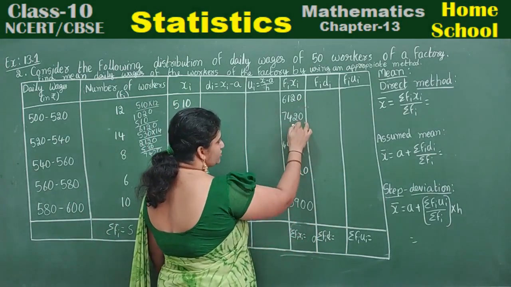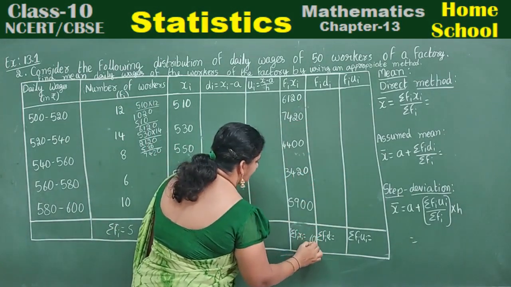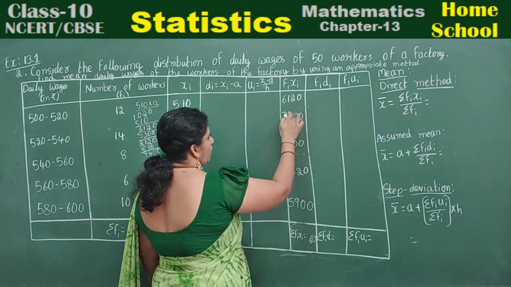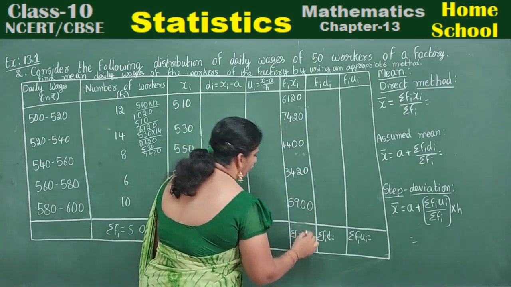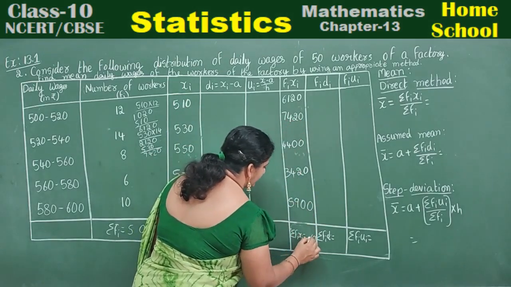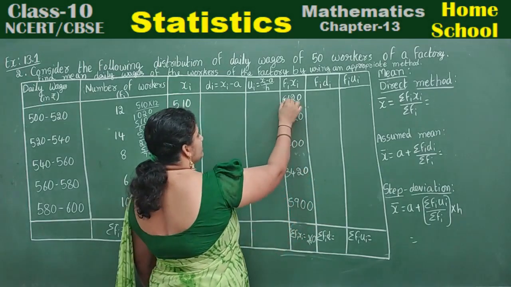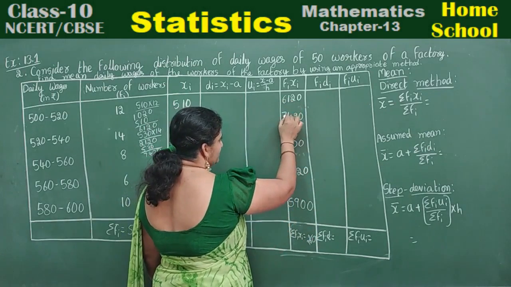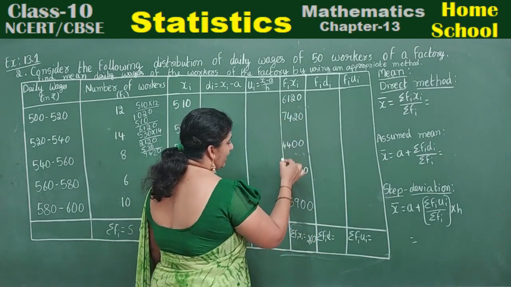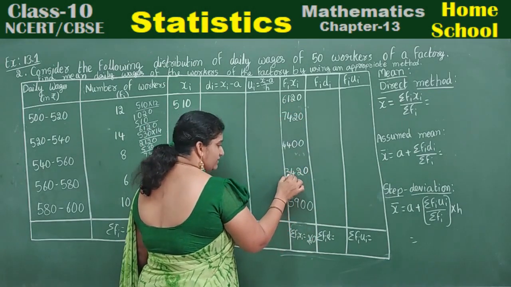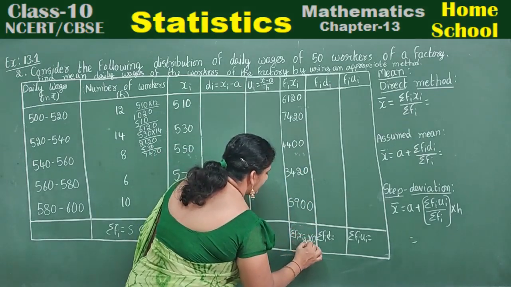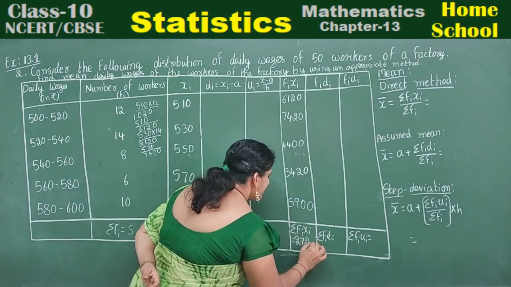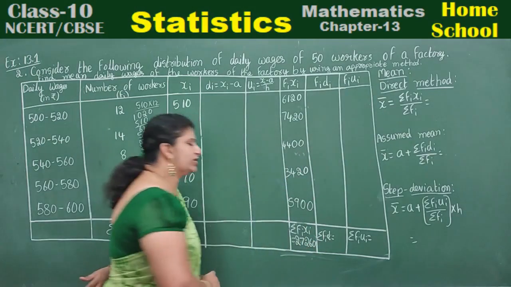And next, 2 plus 2, 4. 4 plus 2, 6. Next, 1 plus 4, 5. 5 plus 4, 9. 9 plus 4, 13. 13 plus 9, 22. 6 plus 2, 8. 8 plus 7, 15. 15 plus 4, 19. 19 plus 3, 22. 22 plus 5, 27.